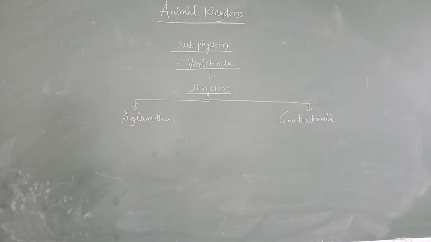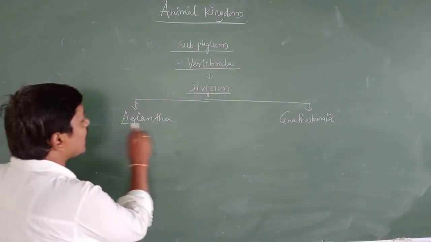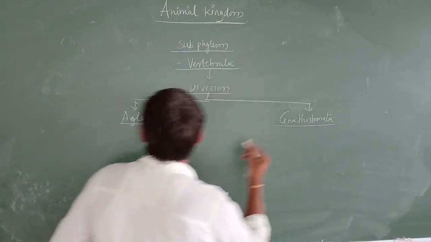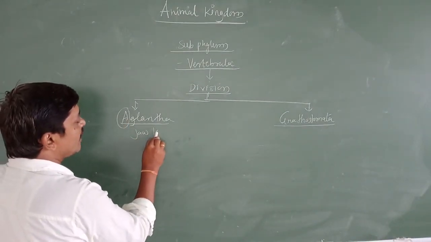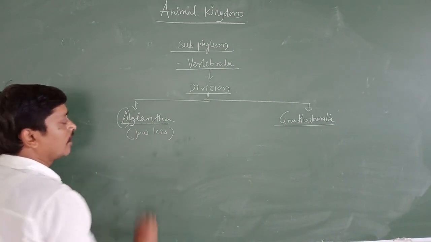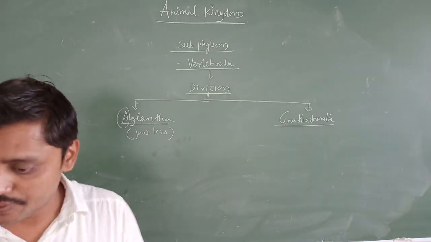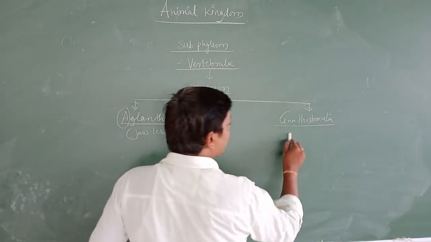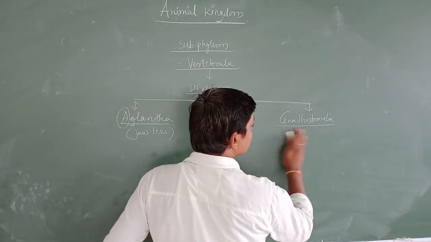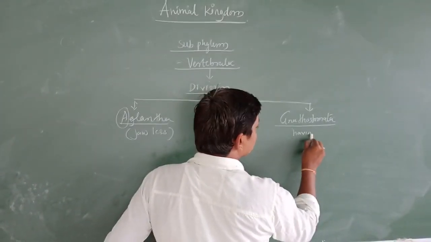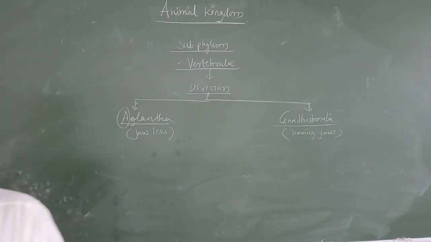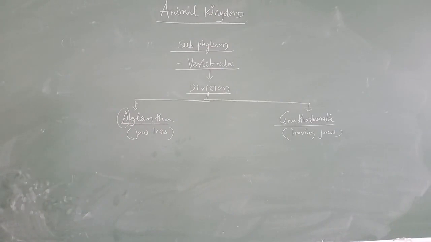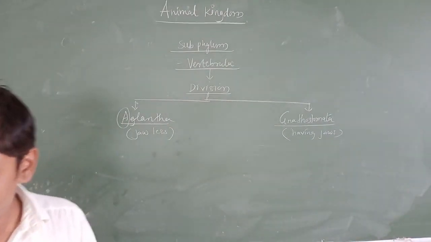Agnatha and Gnathostomata. Now here, Agnatha and Gnathostomata in the sense what? Agnatha in the sense jawless animals, jawless organisms. And Gnathostomata in the sense these are having jaws. These are bearing jaws.